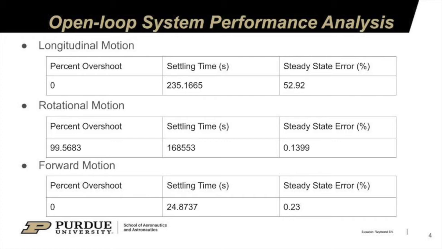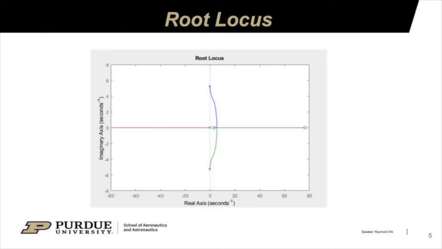For the rotational motion, the overshoot is almost 100% with settling time about 168,000 seconds, and the steady-state error is about 0.03%. For the forward motion, the overshoot is 0% with settling time about 28.7 seconds, and the steady-state error of 0.23%. This is the root locus of the forward mode. We use MATLAB to draw it.